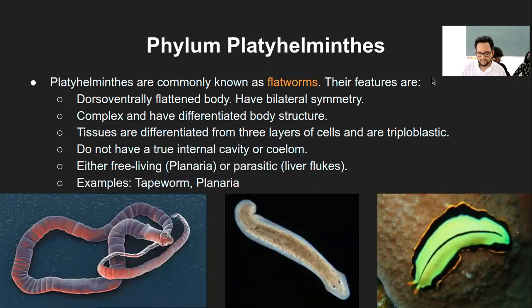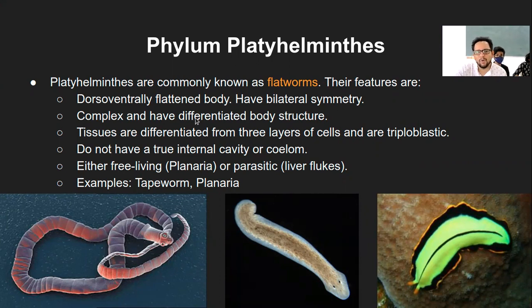So the next phylum that we are going to look at from the kingdom Animalia is phylum Platyhelminthes. This literally translates to all the flatworms that we know of, and flatworms because they are literally flat, right? So that is one of the characteristics.